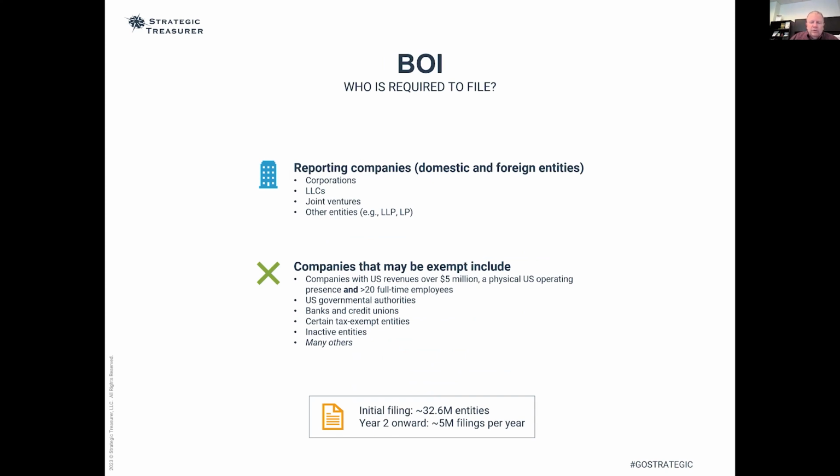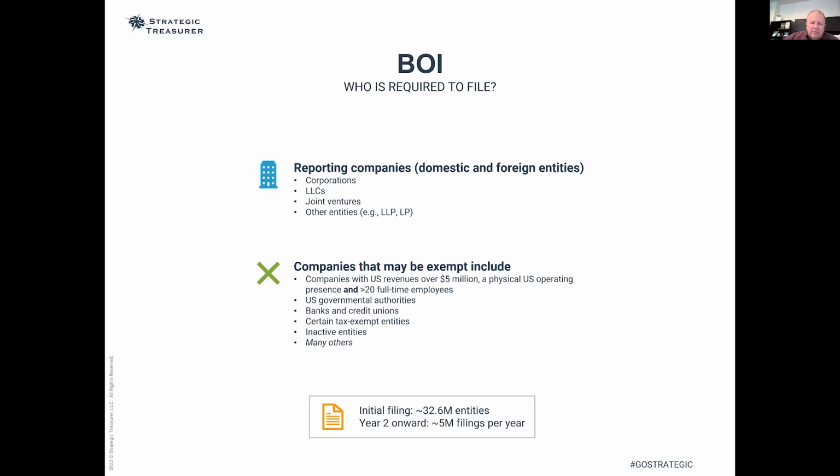Who is required to file? These would be any type of reporting companies, identified with that definition, those required to file, both domestic and foreign entities. There are a number of examples that have to file, and FinCEN's estimation is that in the first year, which would be 2024, the very beginning of this next year, over 32 million entities will be filing. That's a guess, but that's what they think for the first year.